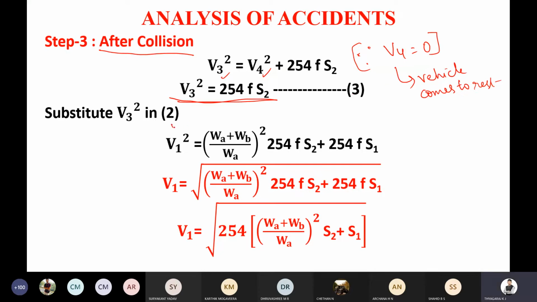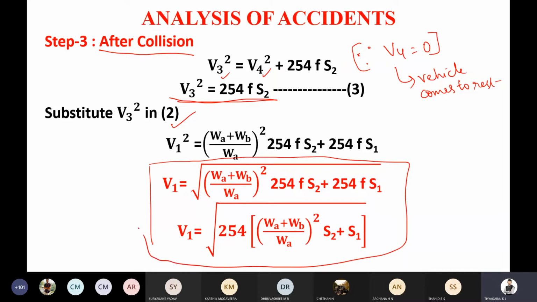After getting, substitute V3 square in the equation 1 or equation 2. So we are going to get this equation. Using this equation, the initial speed of the vehicle can be easily determined directly.